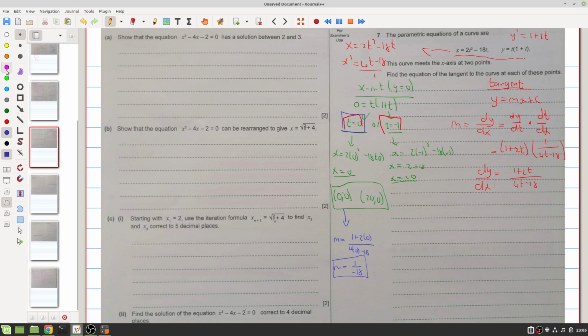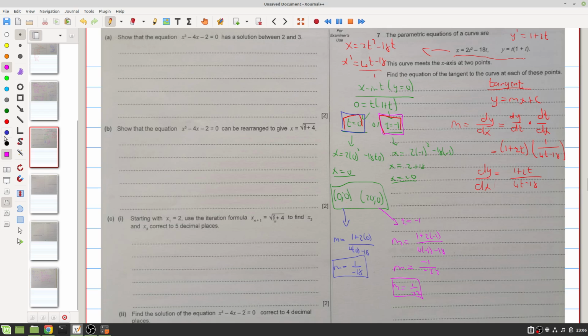And then let's do this color. So at this point, that's going to be when t equals -1. So our gradient there is 1 plus 2 times -1 over 4 times -1 minus 18. So 2 times -1 is -2 plus 1, so that's -1 over -4 minus 18 is -22. The two negatives just cancel out and we've got m equals 1 over 22. Okay, so that's our two gradients at those 2 points.